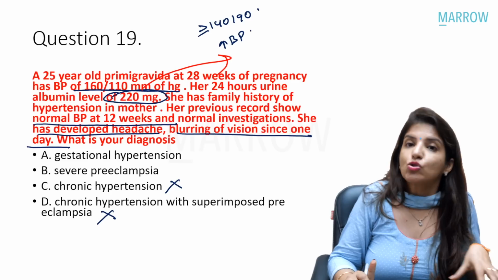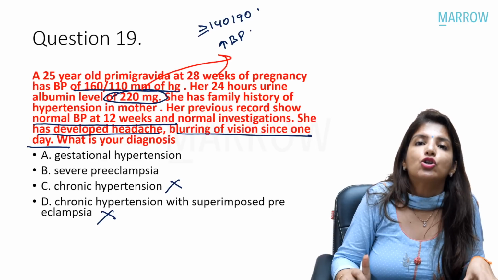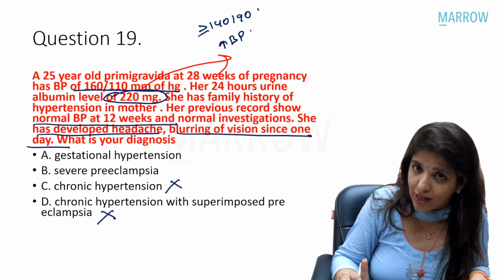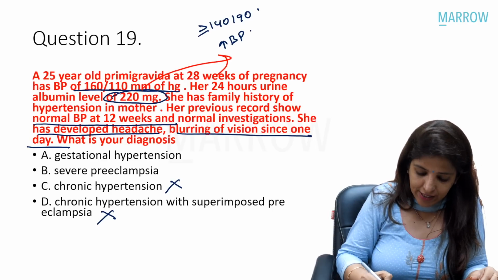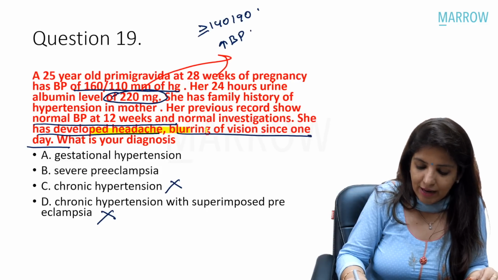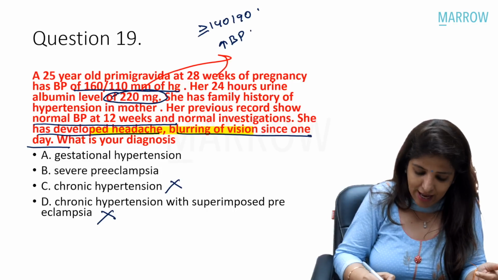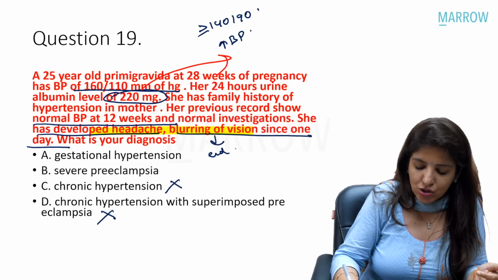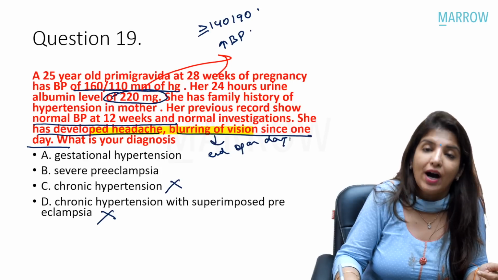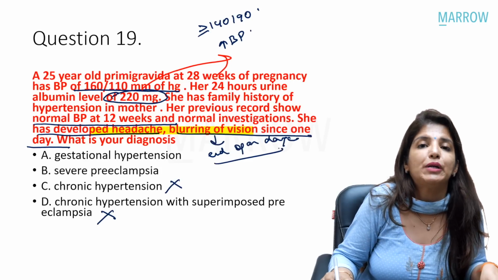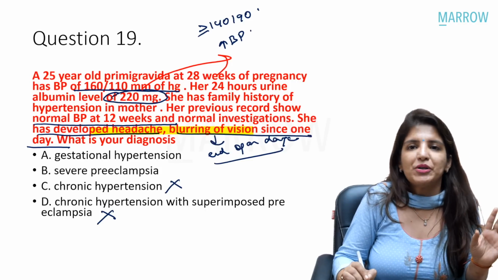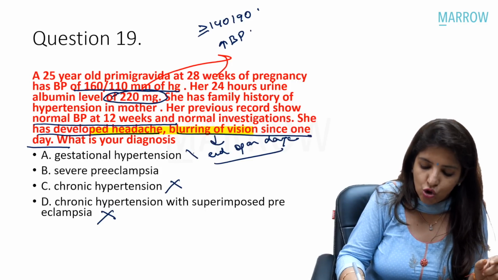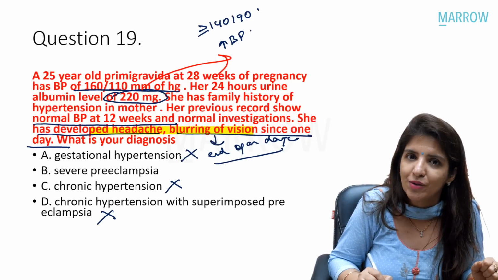So in this case, although her protein level is 220, which is less than 300, she is having headache and blurring of vision. Because she is having headache and blurring of vision, that means she has signs of end organ damage. And whenever signs of end organ damage are present, you call it preeclampsia. So 100% she's a case of preeclampsia. She's not a case of gestational hypertension, right?